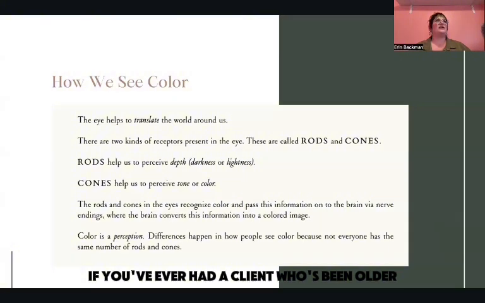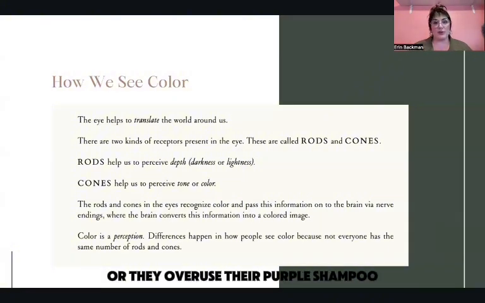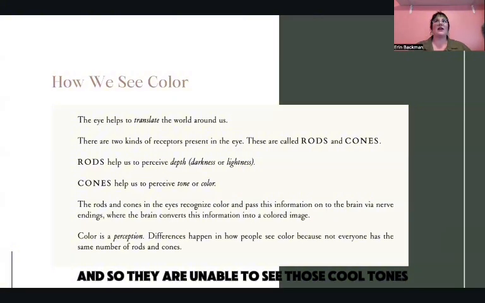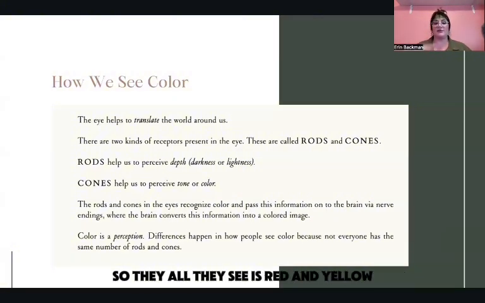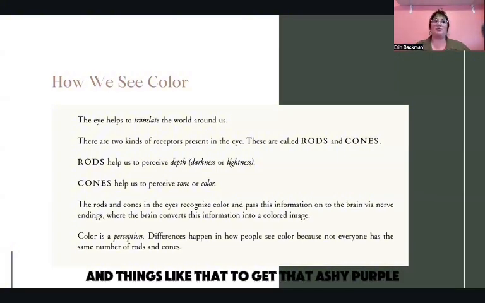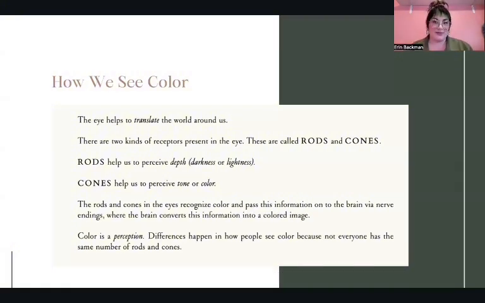If you've ever had a client who's older or who overuses their purple shampoo, especially as they age, our blue cone is the first one to go. And so they are unable to see those cool tones. All they see is red and yellow and orange, so that's all they're perceiving: warmth. And so they overtone and use purple shampoos and rinses and things like that to get that ashy purple blue tone on their hair, and they don't see it. They're just trying to get white hair. They're just trying to get rid of the warmth. And it has to do with the amount of cones and the ability of those cones to actually see the object.